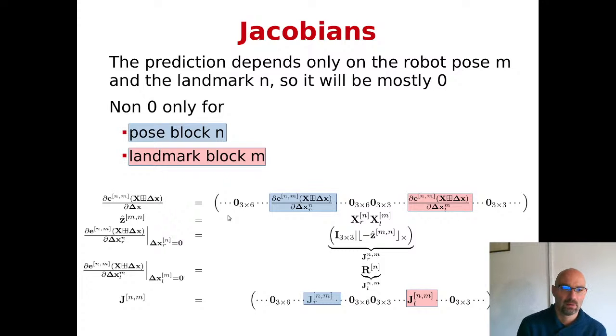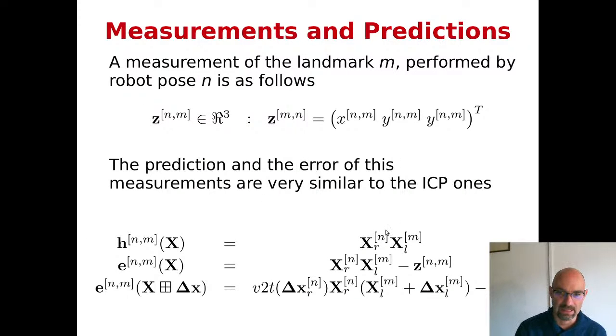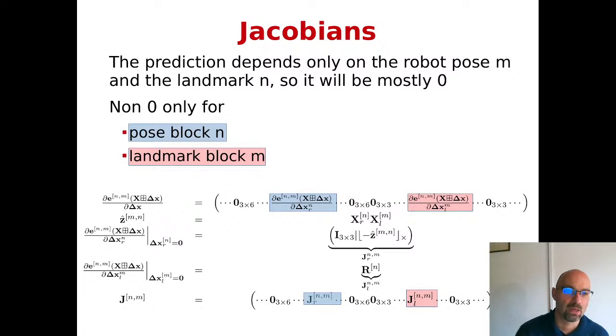Additionally, I observe, the Jacobian being defined as the derivative of the error function with respect to the perturbation, and observing that within the equation of the error function, only the perturbation with respect to the nth robot pose and the nth landmark appear, we could observe that this Jacobian matrix will be zero almost everywhere, because the derivative of a function with respect to a variable that doesn't appear in the function is zero, it's a constant.